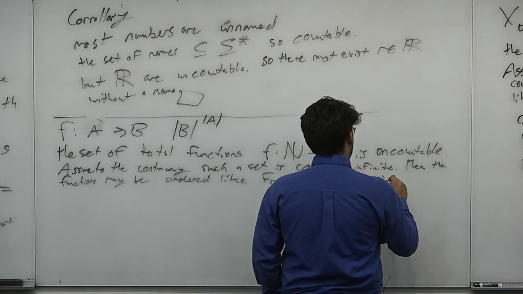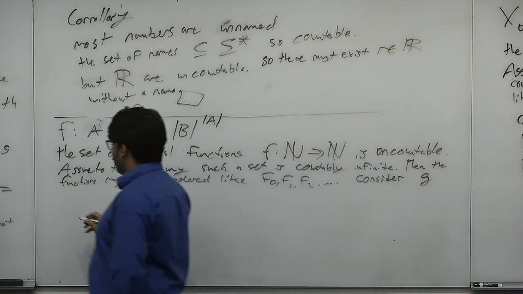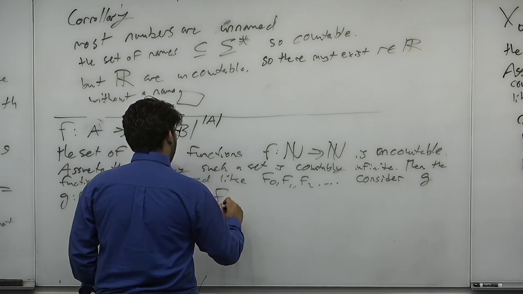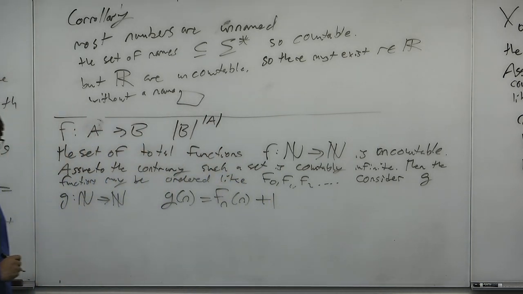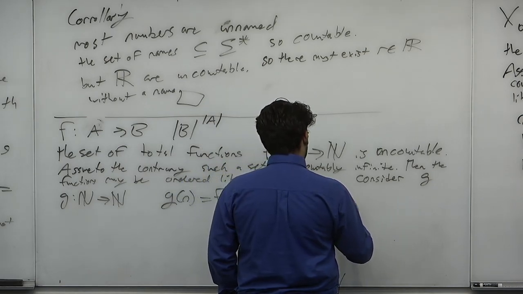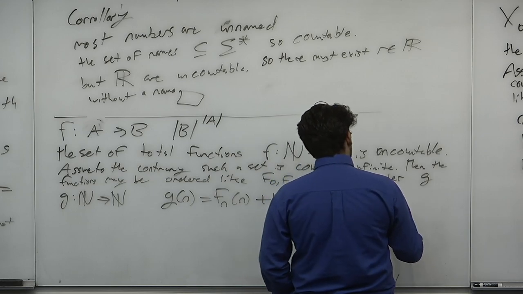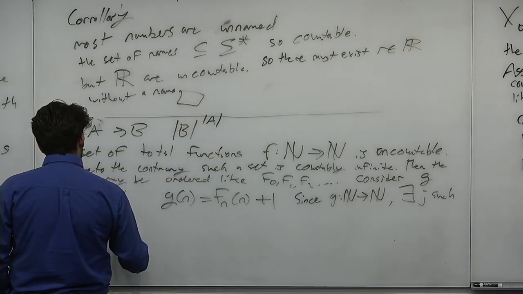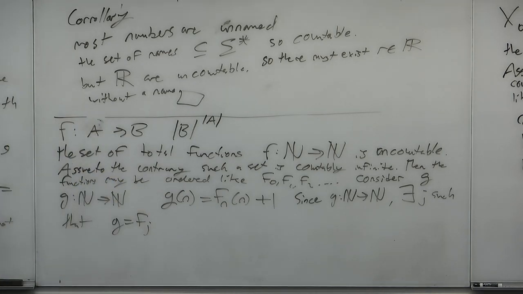Consider G, where G is a function from the naturals to the naturals, such that G of n is equal to the nth function evaluated at n, plus 1. Since G is a function that evaluates naturals to naturals, there exists a j such that G is equal to Fj. Do we recall the definition of equality of two functions? Two functions are equal if they evaluate to the same elements, right? Not if they look the same or have the same domain or codomain, but they have to map the same elements to the same elements. That's the definition of equality of functions. Like the definition of equality of sets is they contain the same elements, not that they have the same name.